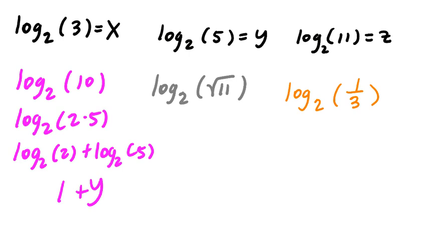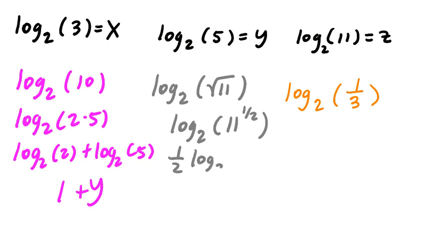Over here, you have to know that the square root of 11 is 11 to the 1/2 power. And then you're going to need to swing the exponent around the front. Use that property. So it's going to be half of the log of 11, which would be half of z, or z divided by 2, whatever you think.